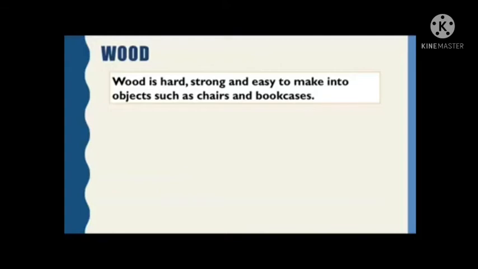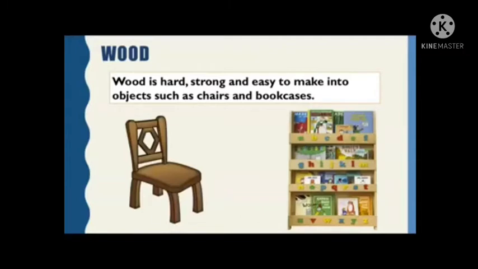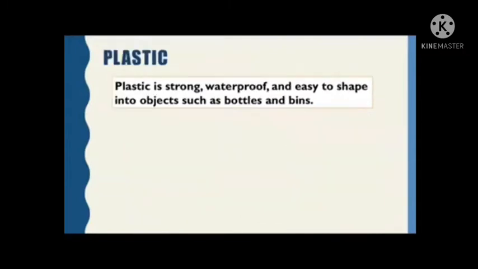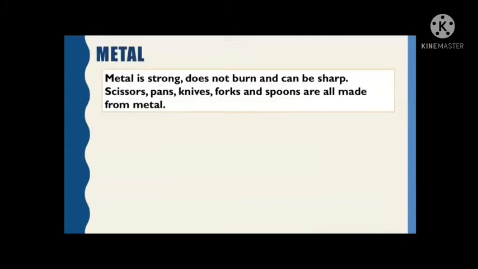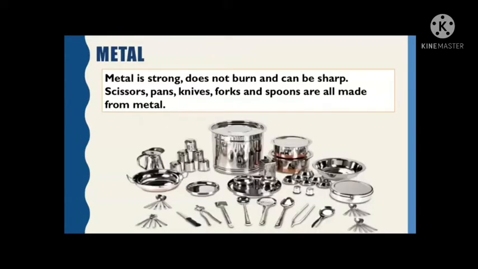Let's start with wood. Wood is hard, strong, and easy to make into objects such as chairs and bookcases. Next, let's talk about plastic. Plastic is strong, waterproof, and easy to shape into objects such as bottles and bins. And last, let's talk about metal. Metal is strong, does not burn, and can be sharp. Scissors, pans, knives, forks, and spoons are all made from metal.